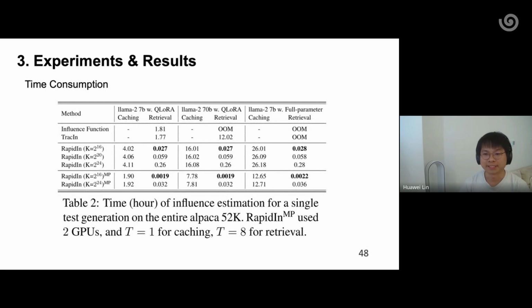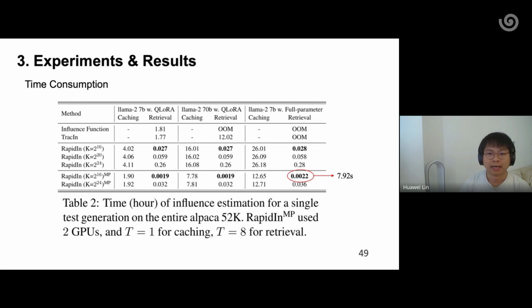Now we also show a table for the time consumption. The unit is hours, and the influence function and the checksum don't have the caching stage, so we didn't report the caching stage for these two methods. And the influence function has out of memory issues on the 70 billion with QLoRA and the full parameter. And the checksum also has out of memory issues in the full parameters.